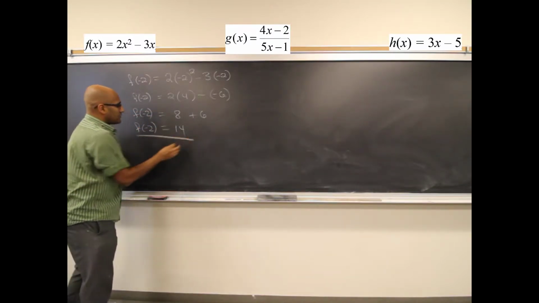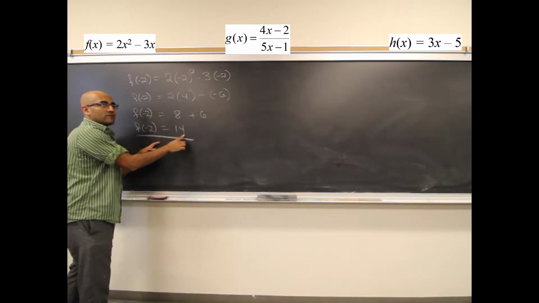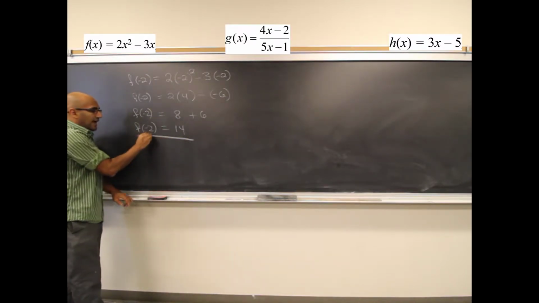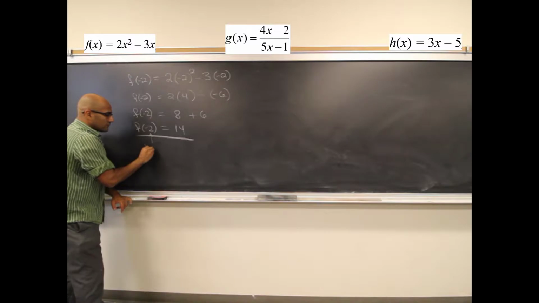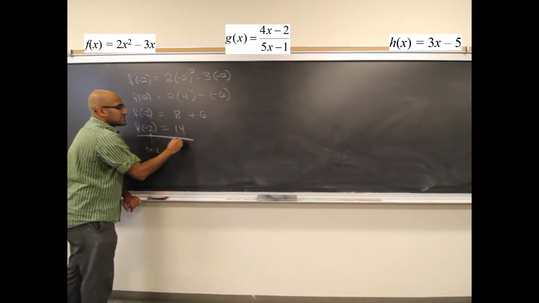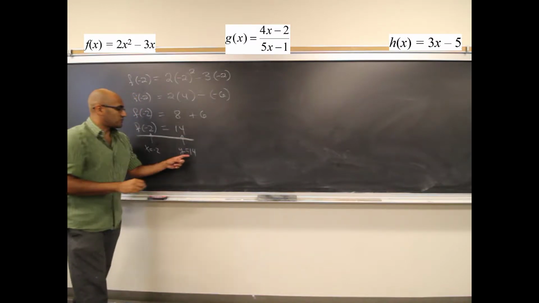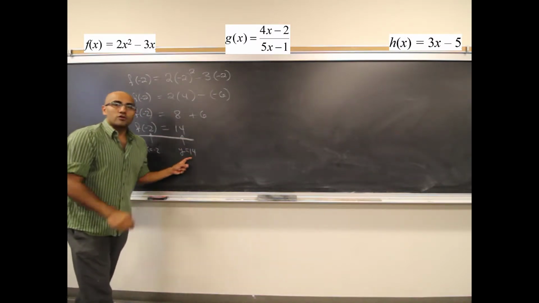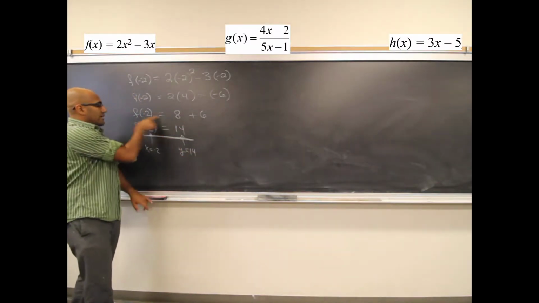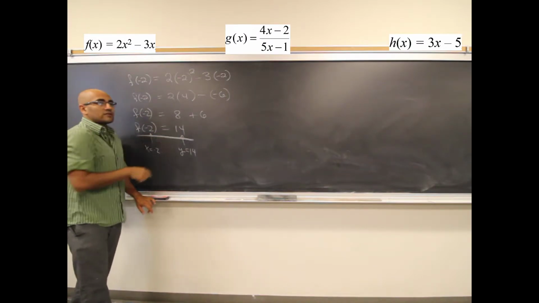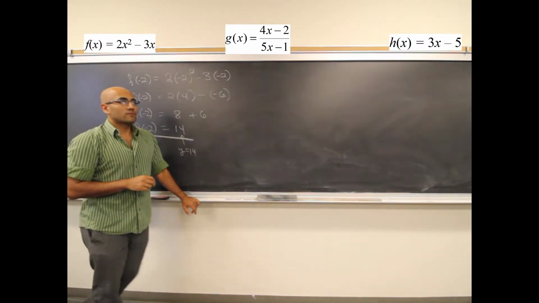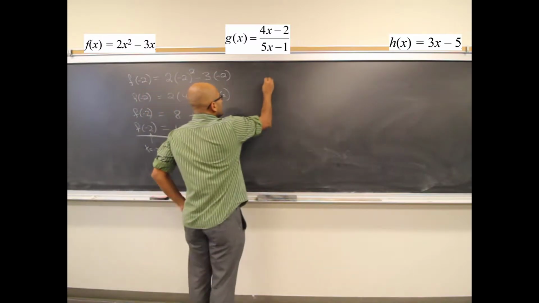So here's my final statement. F of negative 2 equals 14. This means that the x is negative 2. And this means that traditionally the y, if we want to go back to f, x, and y notation, we're saying when the x is negative 2, the y is 14. But we'd rather just leave it this way. F of negative 2 is 14. Good? Questions? What about g of 3?